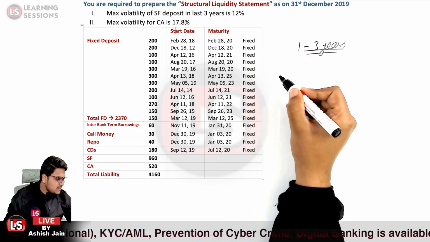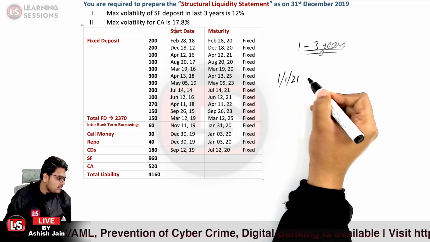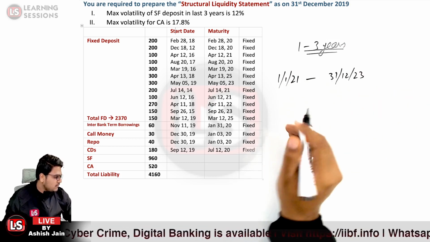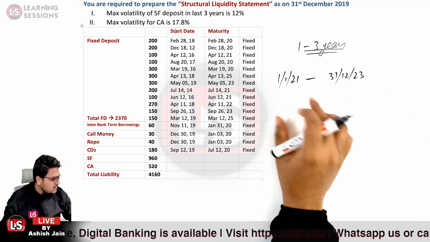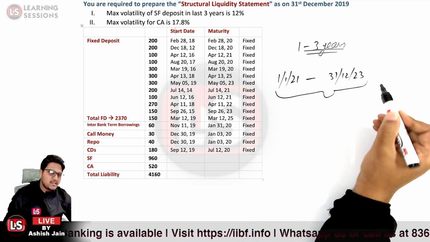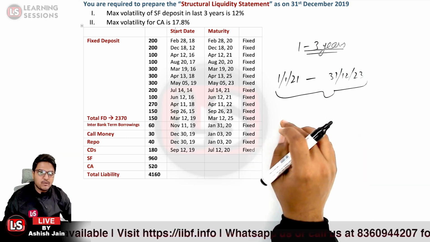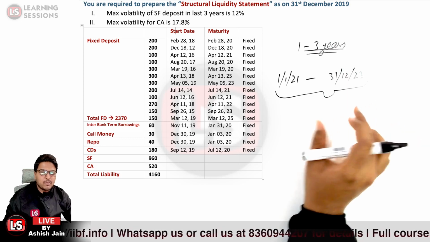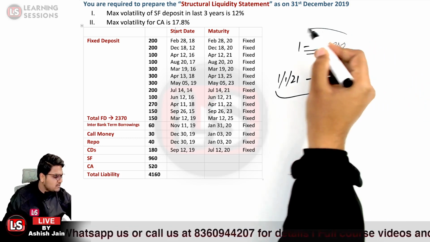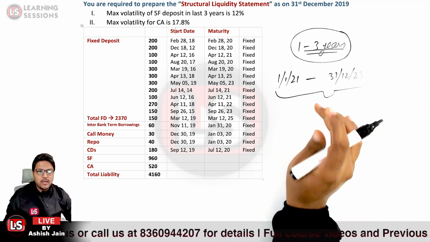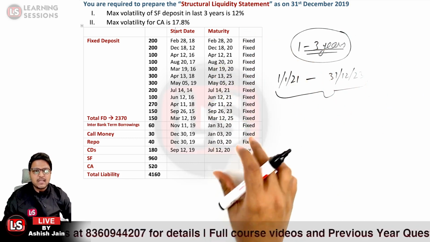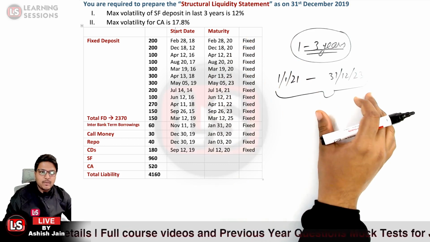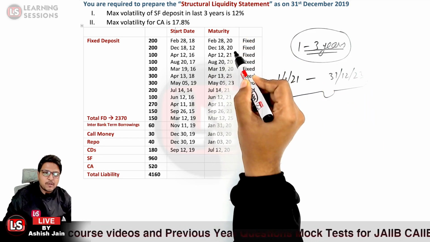So it will be the period starting from 1st of January 2021 to 31st of December 2023. That is the period that you will be considering, the period which has the residual maturity of 1 to 3 years. You need to consider all those assets and liabilities which are placed over these maturities. Okay, so this particular part will be considered.